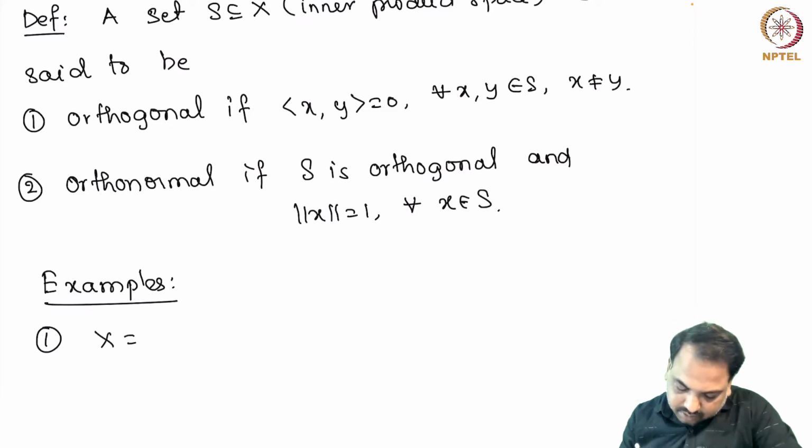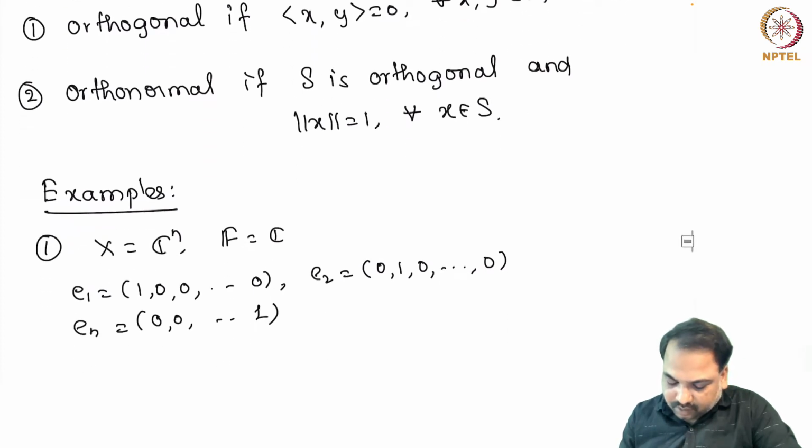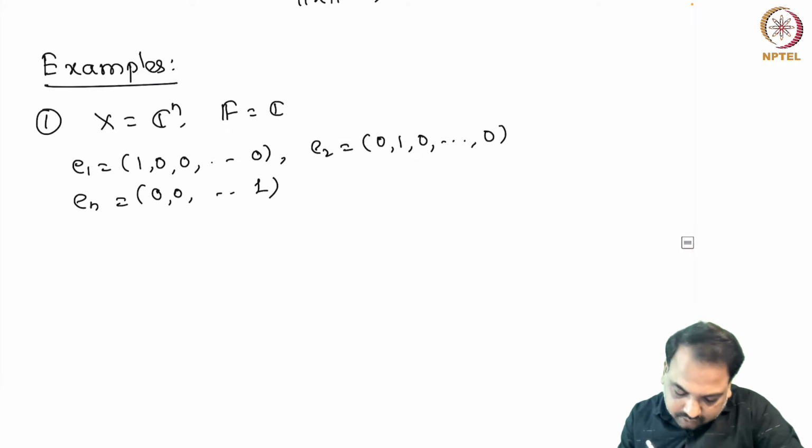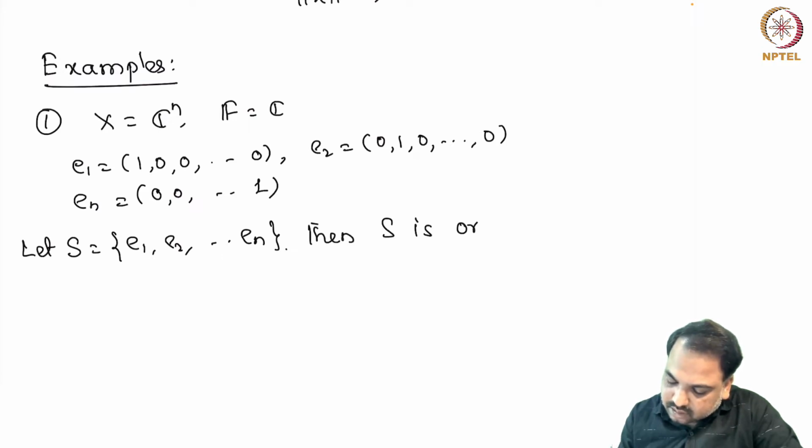Let us take X to be C power n. Here the field is C. We take e1 as 1, 0, 0 and so on, e2 as 0, 1, 0, and in general ek as 0, 0, and so on, 1. So if you take S as e1, e2, and so on up to en, let us take S to be the set, then S is orthonormal.